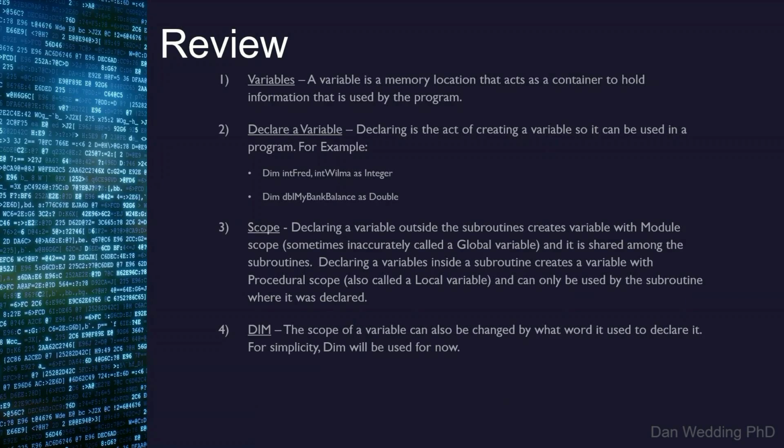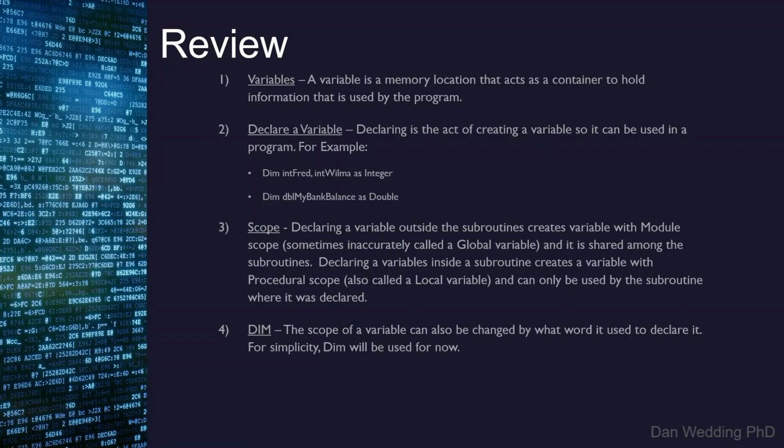In review, a variable is a memory location that acts as a container to hold information that is used by the program. Declaring is the act of creating a variable so it can be used in a program. Declaring a variable outside of the subroutines creates a variable that is modular in scope, and it is shared among the subroutines. Declaring a variable inside of a subroutine creates a variable with procedural scope, and it can only be used by the subroutine where it is declared.